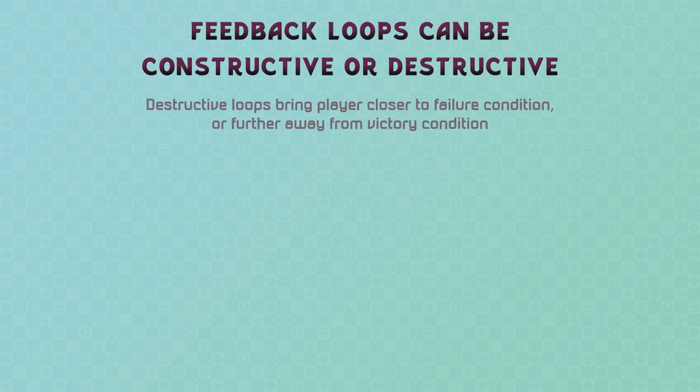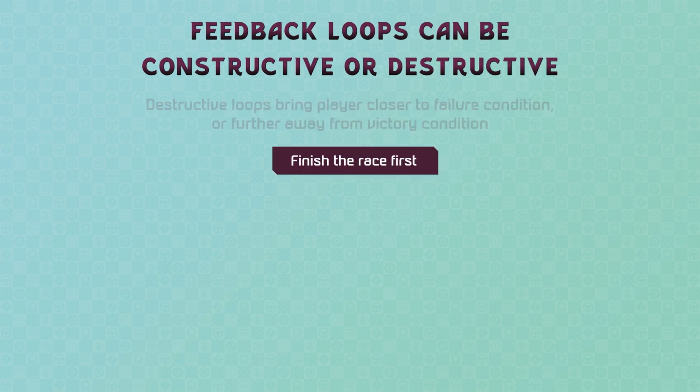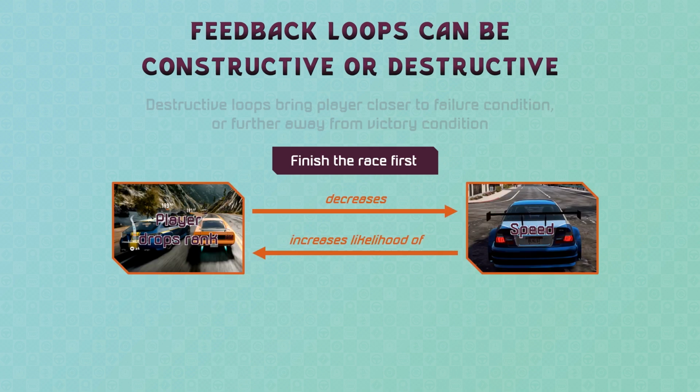A destructive feedback loop is obviously the opposite of that. It's a loop with undesirable effects, where the player is either brought closer to the failure condition or further away from the victory condition. If we take the example of a racing game and define the victory condition as finish the race first, a destructive feedback loop might look like that. Every time the player drops a rank when they're overtaken by an opponent, we could reduce their speed for a while, which would make it more likely that the player drops additional ranks. This is definitely something the player does not want to happen, so it's destructive, and it's an example of a positive feedback loop, because the event that causes the decrease in speed, the player dropping the rank, makes that same event more likely.